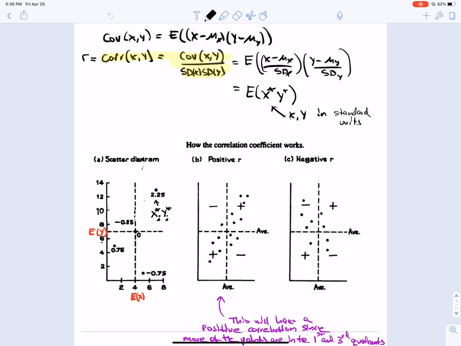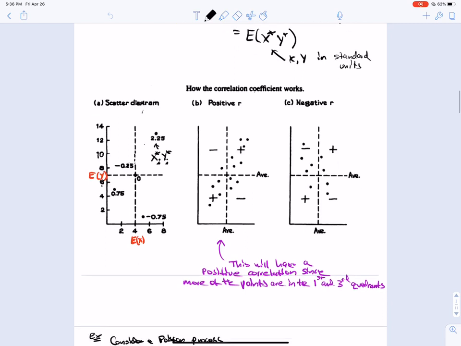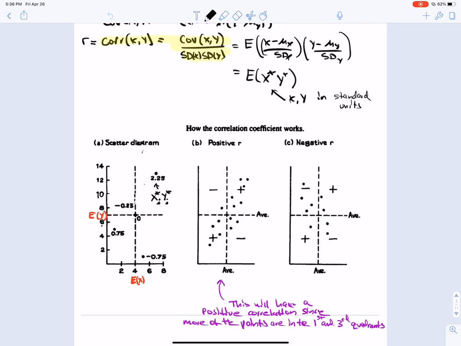So if the points in your scatter are mainly in the first and the third quadrant, those will be pluses, and so the average will be plus, and you'll have a positive correlation. If it's mainly in the second and fourth, then you'll have a negative correlation. So that is sort of an intuitive idea about correlation.